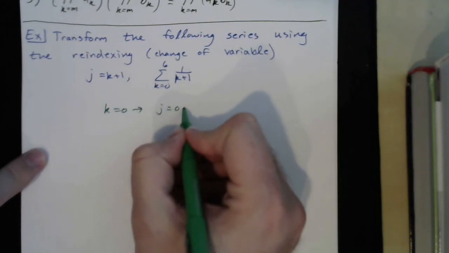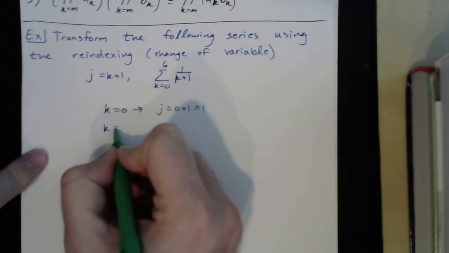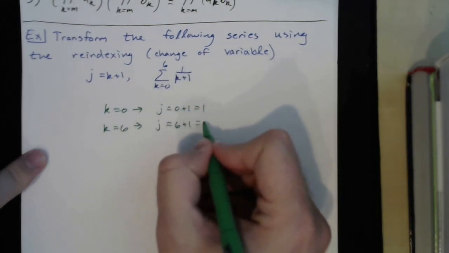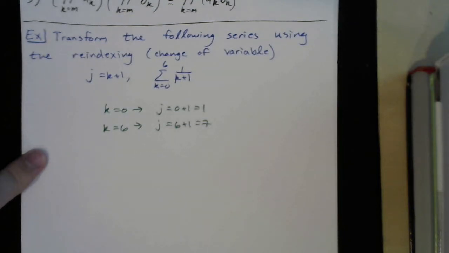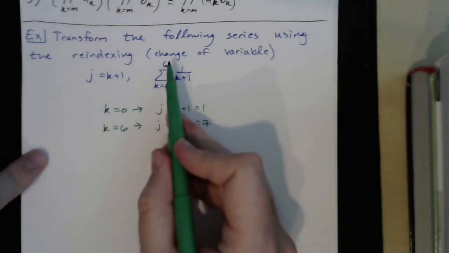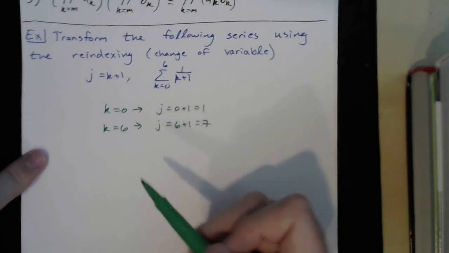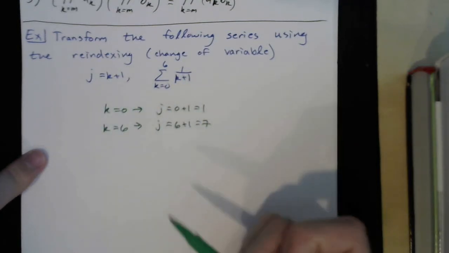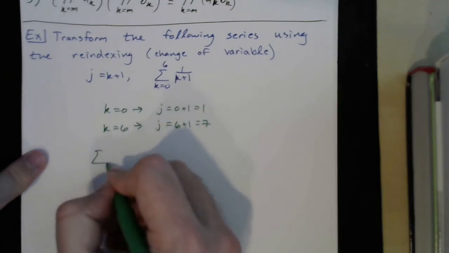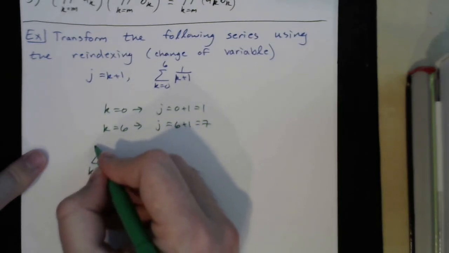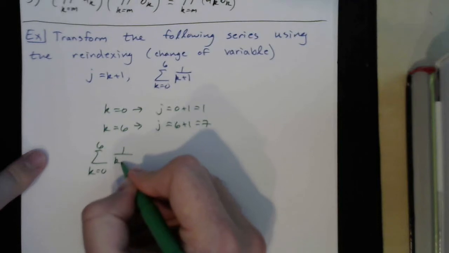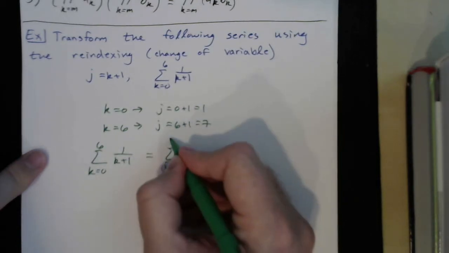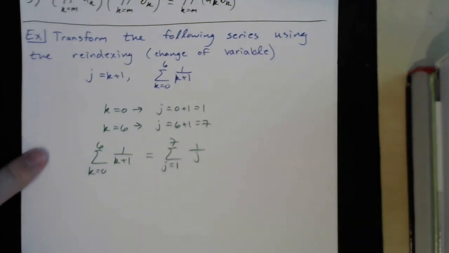j is 0 plus 1 or 1. When k is 6, j is 6 plus 1 or 7. And so that gives us new bounds for the start of our sum and the end of our sum. And the only other thing is to substitute j directly for the k plus 1. So the sum from k equals 0 to 6 of 1 over k plus 1 equals the sum from j equals 1 to 7 of 1 over j.